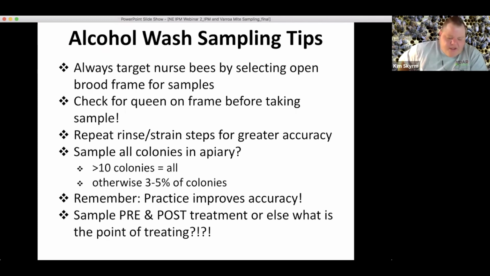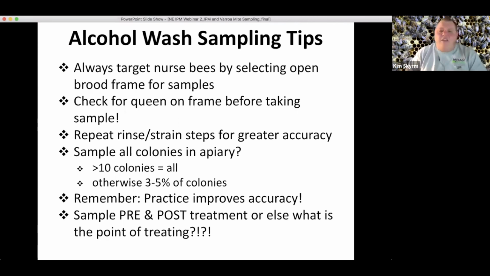Number 2, practice really will improve your accuracy. And I know that sounds ridiculous because we're telling you to kill bees to get a number. But we're telling you to do this because if you don't figure out what your treatment level is, or what your threshold is before you do a treatment, and more importantly, and I see this so often, if you don't figure out what it is after treatment, what's the point of using a treatment?